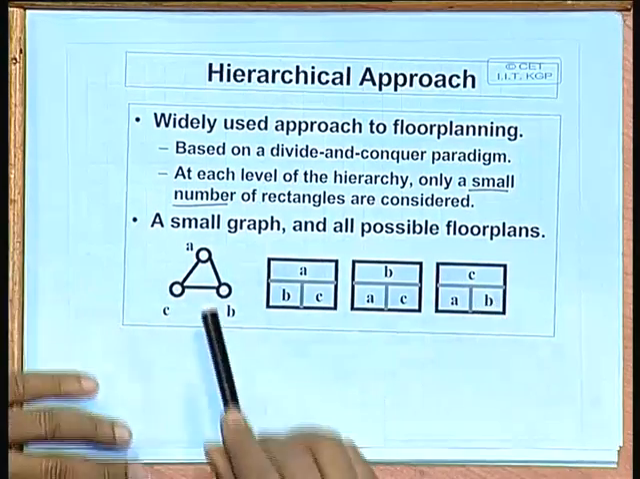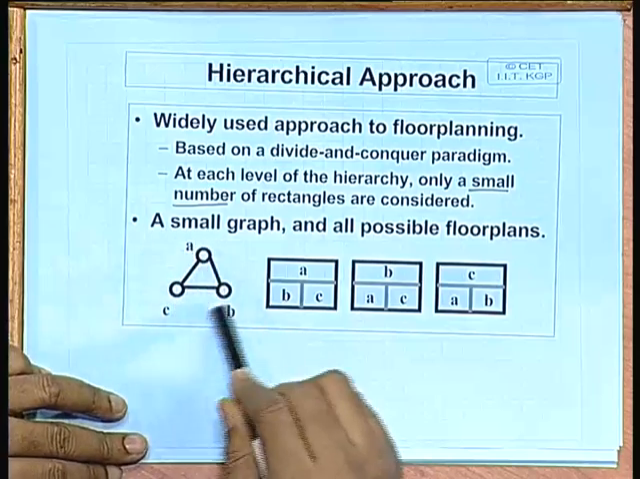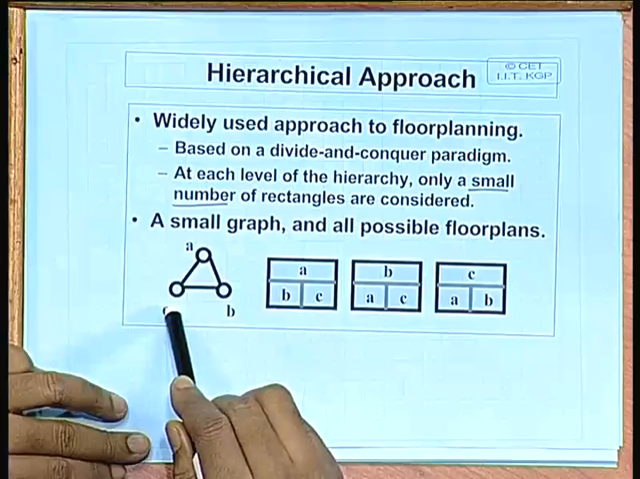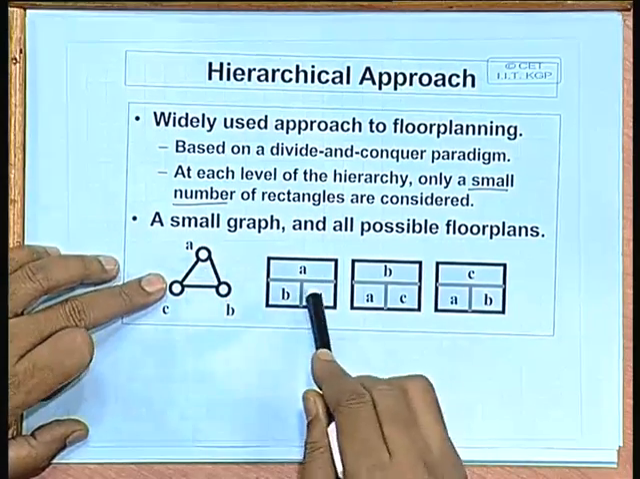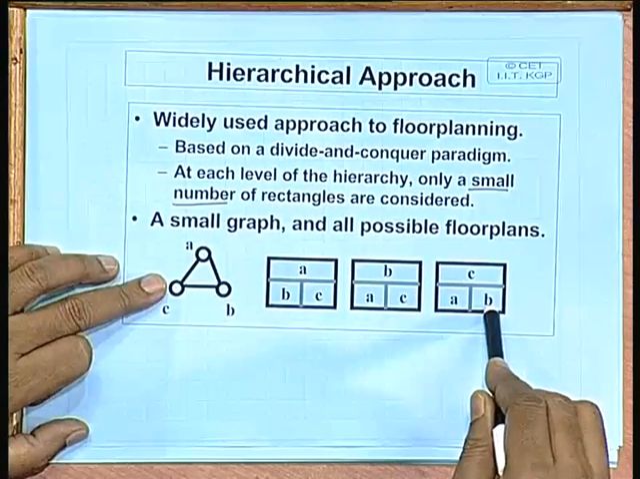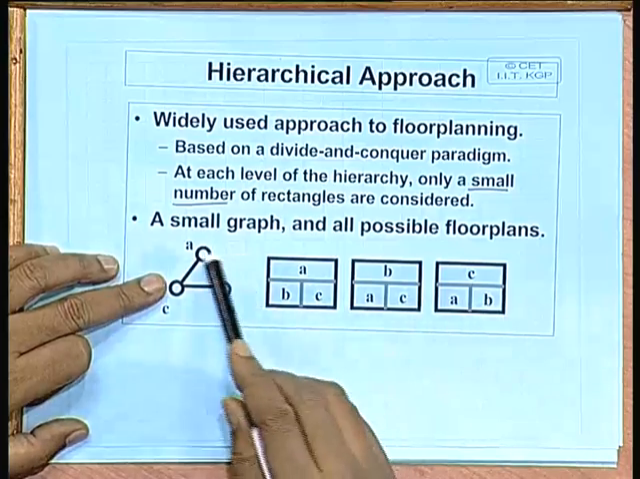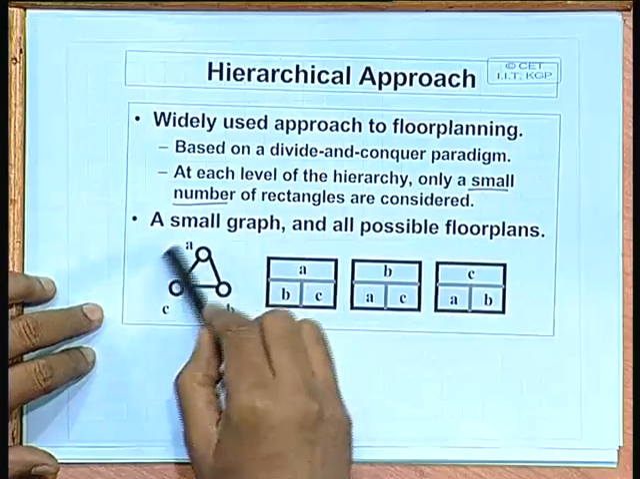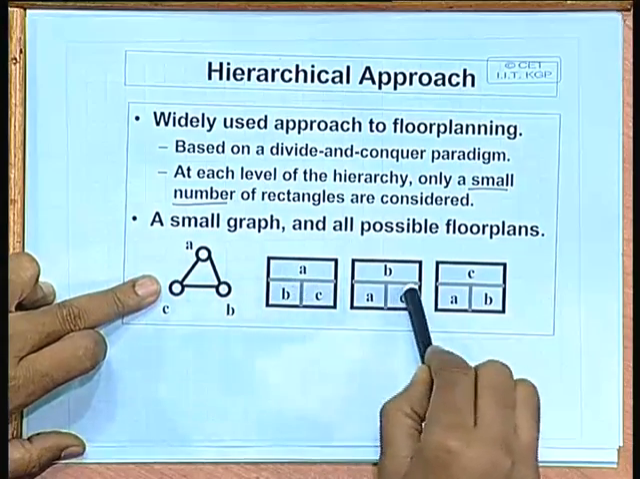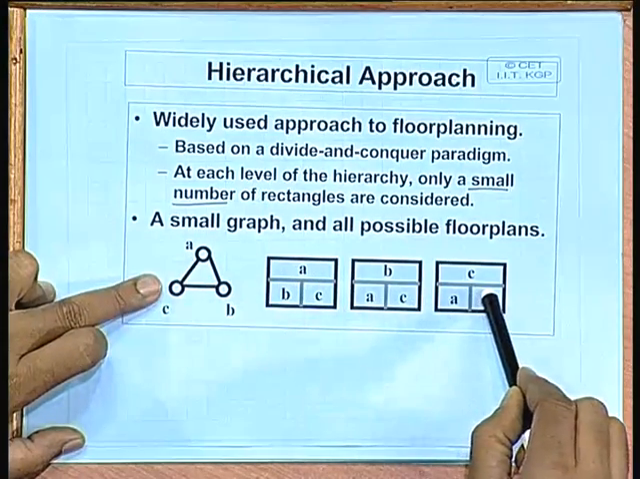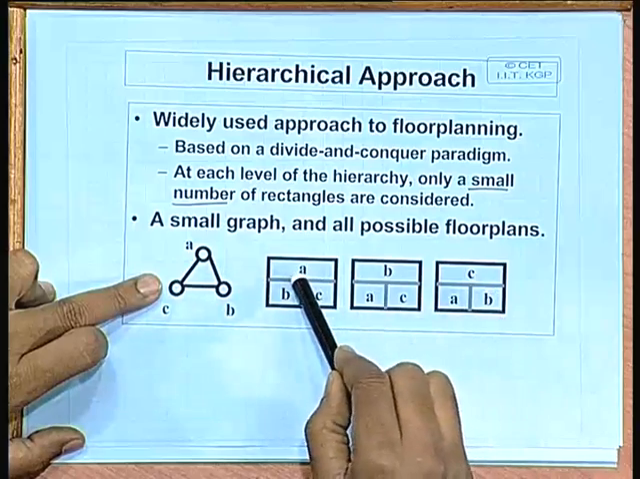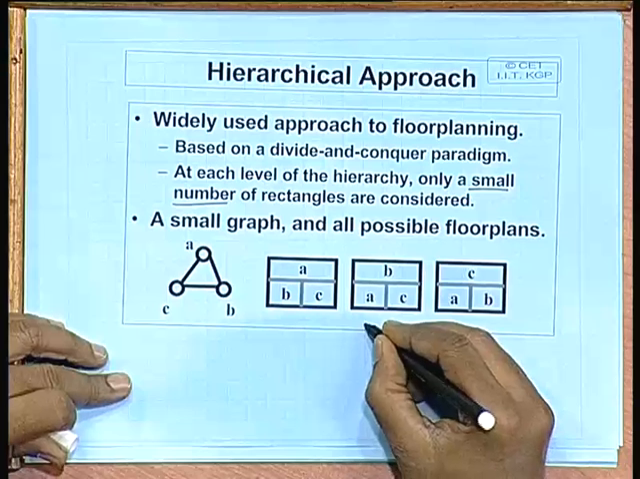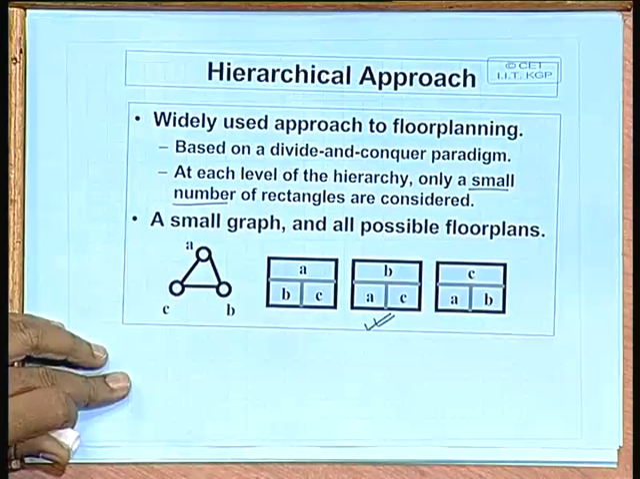Just to show you, suppose you have a very small interconnection graph like this, ABC, these are the 3 blocks. From this graph you can have several different floor plans. So, if you have a small graph which you are handling, you generate all possible floor plans which are feasible, you estimate the costs of each, and you select the one which you feel is the best.